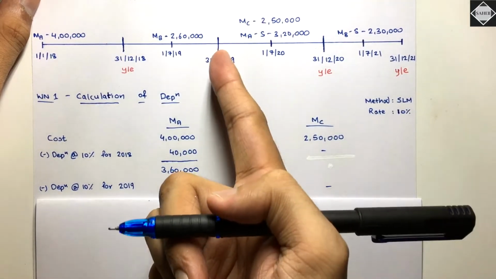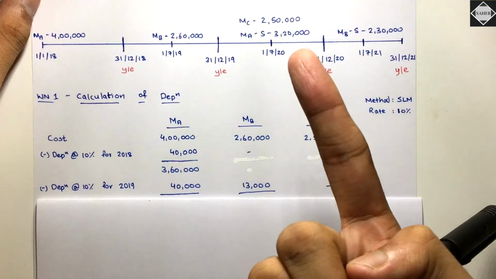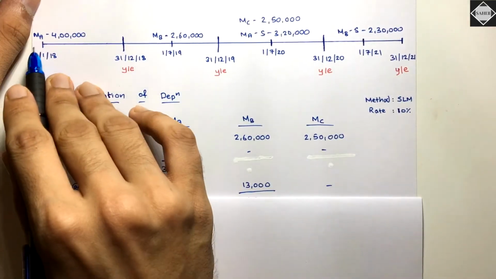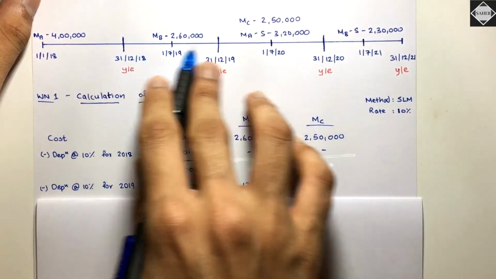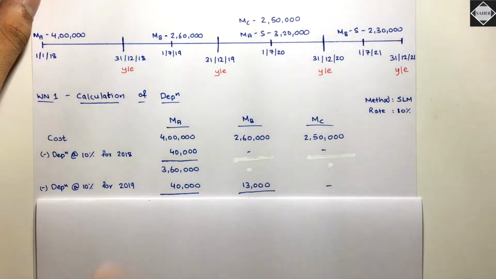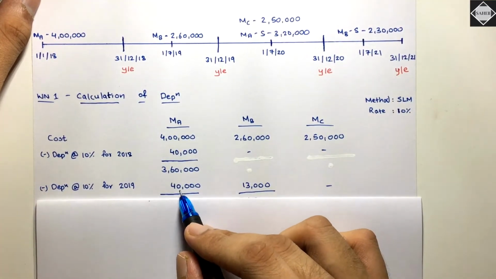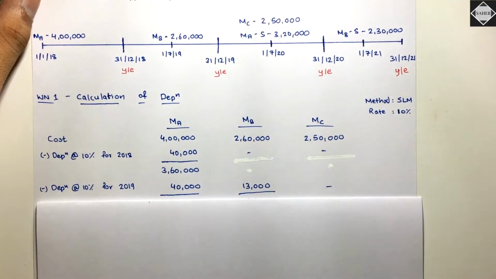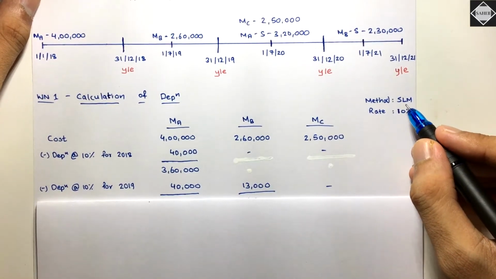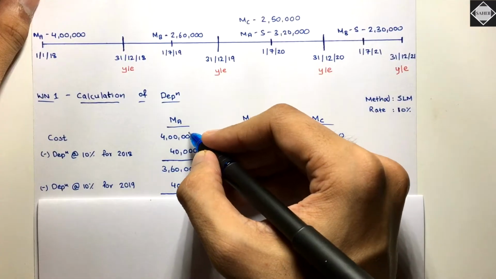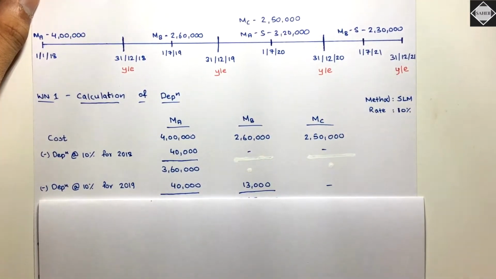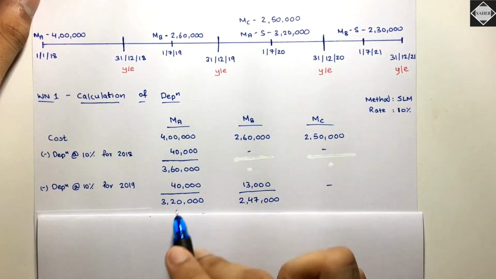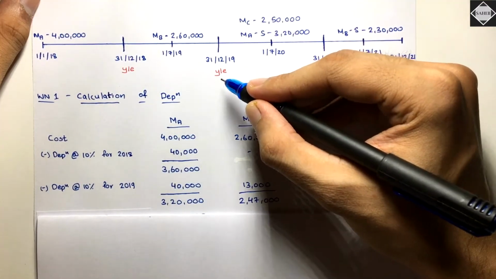The technique is you just have to stand over here and look back. How many machines do I have? What is the rate of depreciation? For how long did I have these machines? Machine A, I have for this entire year, so I will calculate the entire year's depreciation, that is 40,000. Shouldn't we take 10% of this 3,60,000? Of course not. This is straight line method. In straight line method, you have to calculate the depreciation on original cost, not on the written down value. So 40,000. So 3,60,000 minus 40,000 is equal to 3,20,000. That's the WDV on 31st December 2019.